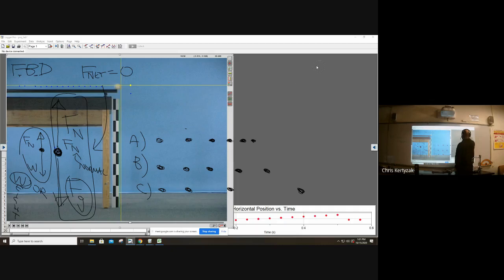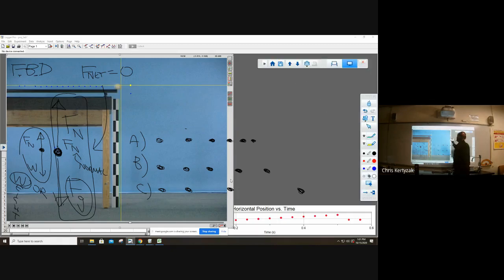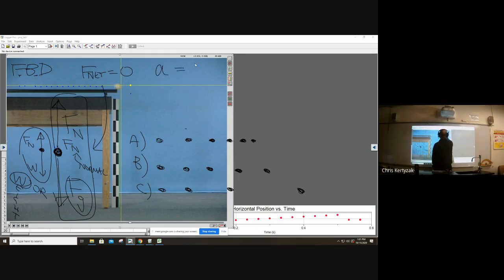It's not A, which would have been slowing down. It's not C, which would have been speeding up. There's no acceleration. And sometimes you'd put an X here to indicate horizontal motion, because the ball rolling on the table is technically a horizontal motion.